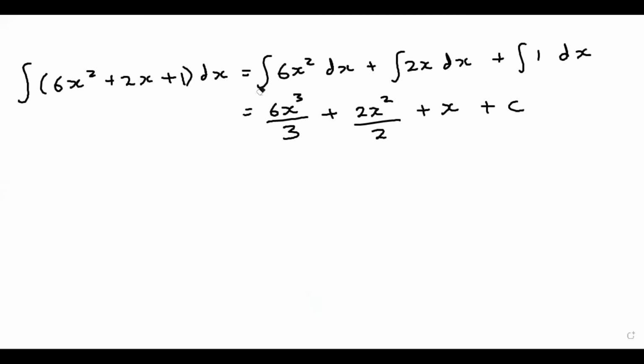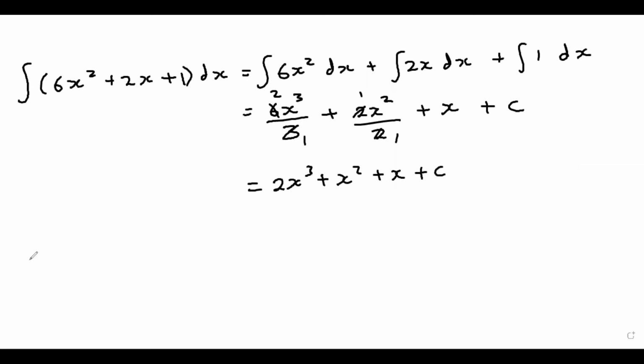So now we can simplify. 3 into 3 is 1, 3 into 3 is 1, 2 into 2 is 1, 2 into 2 is 1. So we have 2x cubed plus x squared plus x plus c, and that would be your answer.